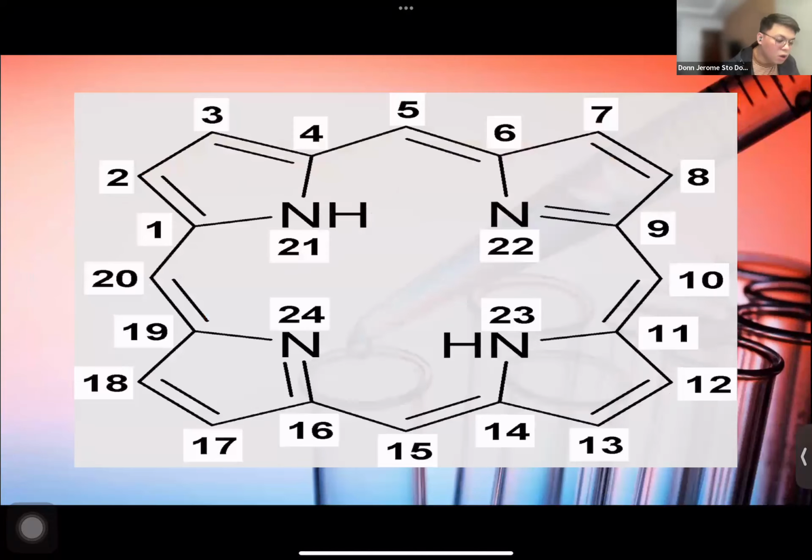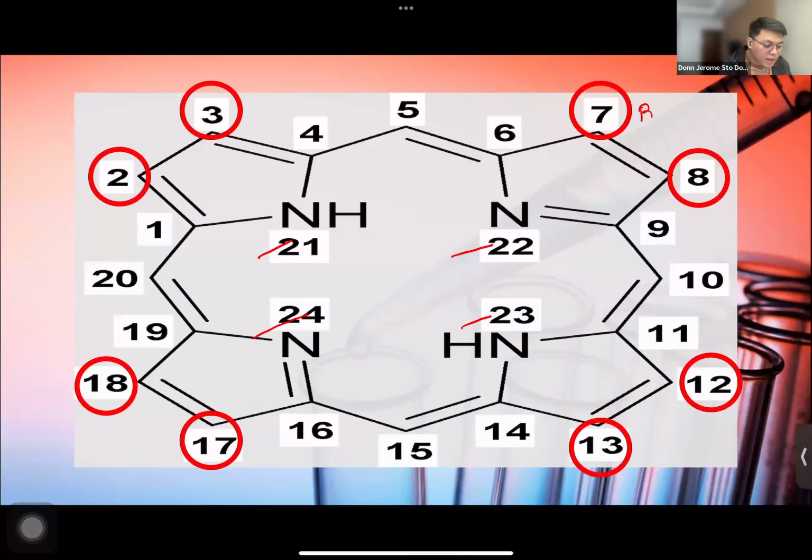All right. So the porphyrin nucleus is labeled: the peripheral carbons are labeled 1 to 20. The ones at the periphery are carbon atoms, and the inner nitrogen atoms are given locants 21 to 24. Porphyrin can have side chains. You can attach side chains in 2 positions.